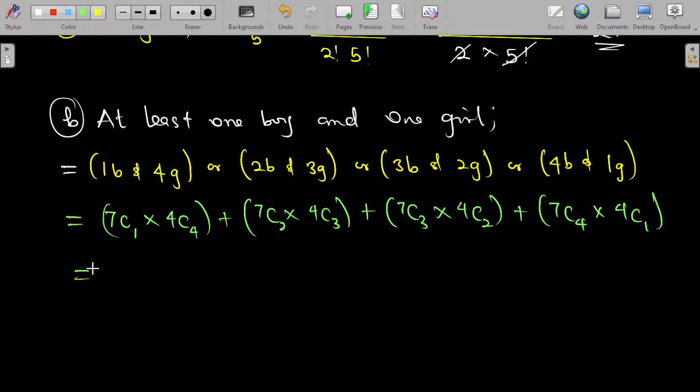So you now try to simplify all of these. If you do this simplification, you already know how to simplify all your combinations. We don't have the time to be writing all of this. So this is going to give you 441 from my own calculation. I think that's what I got. I hope that's going to be correct. So just do your 7 combination 1, 4 combination 4 is already 1, and so on and so forth. So you should get 441.